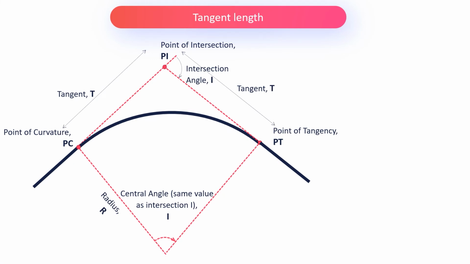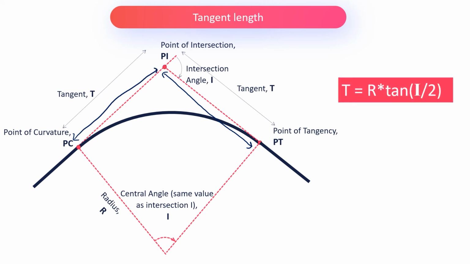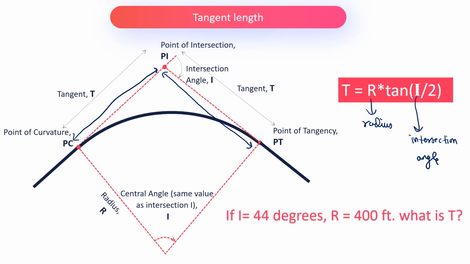So our first component is the tangent length, which is this distance. So how do we find the tangent length? We use this equation called T equals R times tan I by 2, where R is the radius and I is this intersection angle. So let's say if I is 44 degrees and R is 400 foot, then what is the value of T?